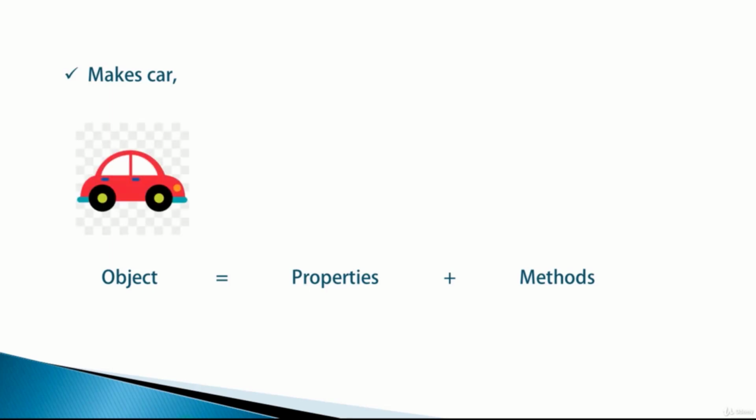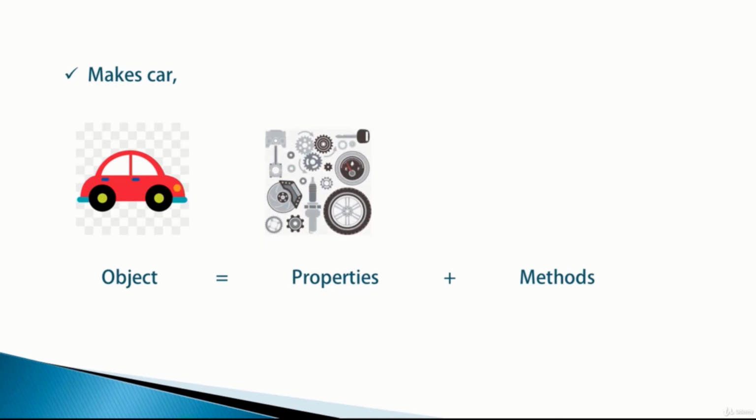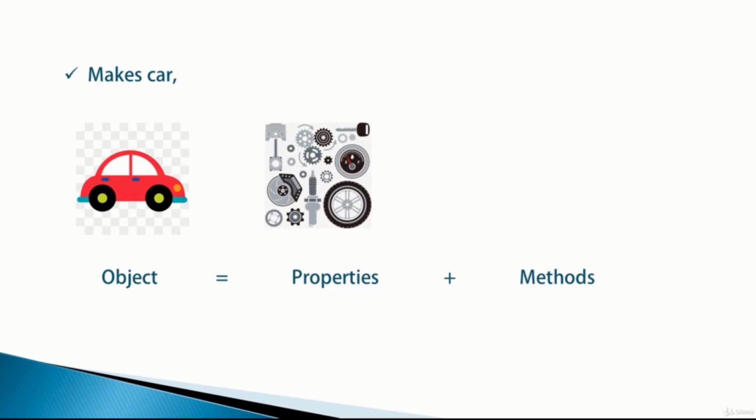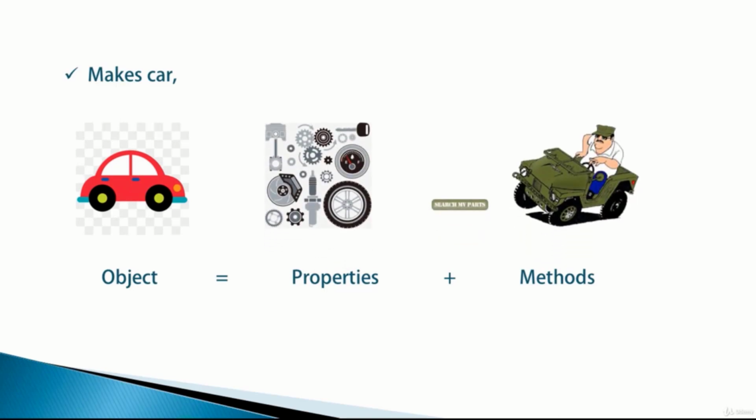Now this piece of information will complete the car. It means when you combine car properties and methods, then you will get your complete usable car. So now the object also has the same similarity as a car. Using properties, you can specify object parts, and using methods, you can specify object functionality. Now, you know that to build a complete car, you will need properties and methods, right?